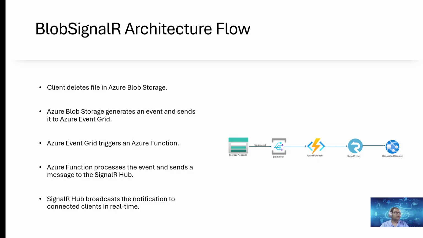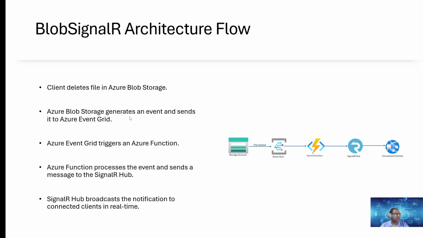Now, for the example I'll be walking you through, I want to show you the architecture flow before I get into the actual implementation. This is what will happen in this example. I have a storage account, an event grid, an Azure function, SignalR, and connected clients. In this flow, the client deletes a file in Azure Blob Storage.